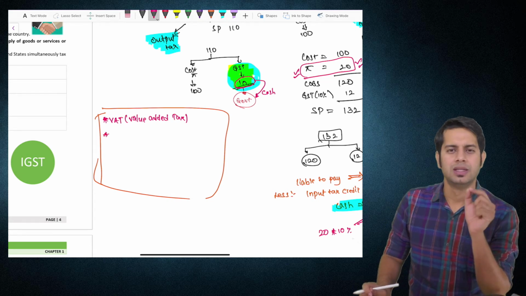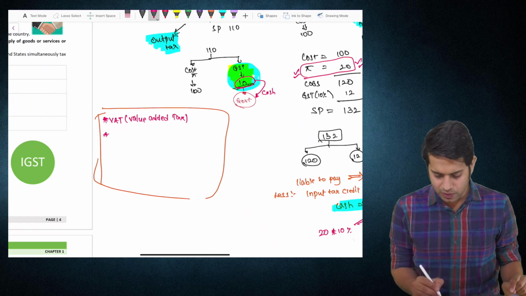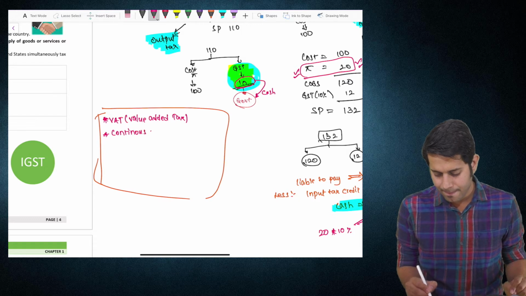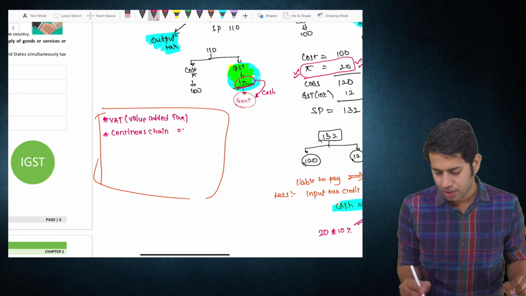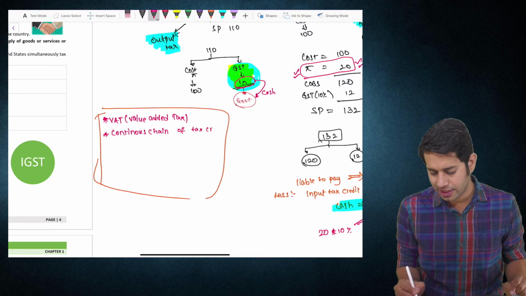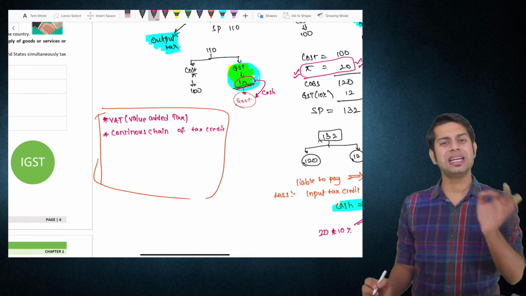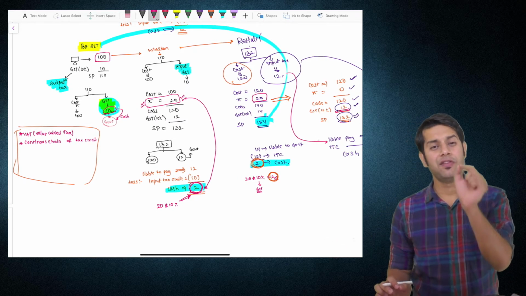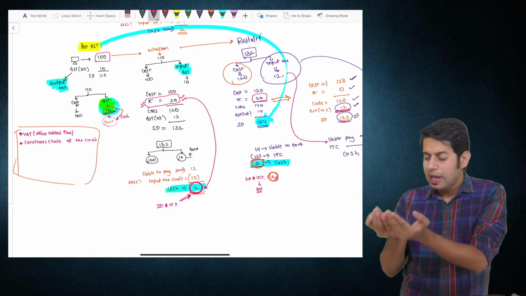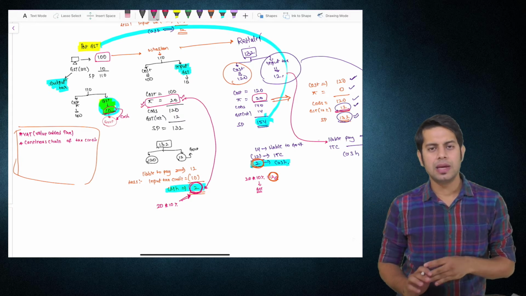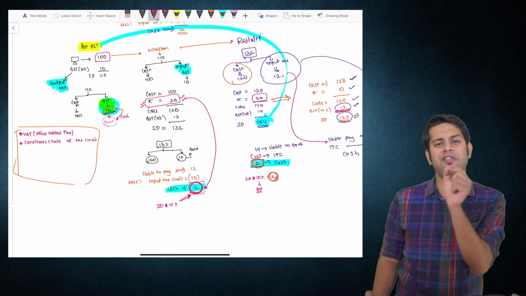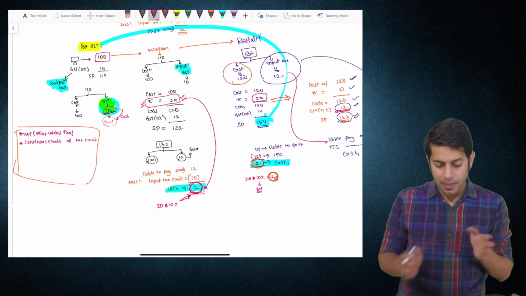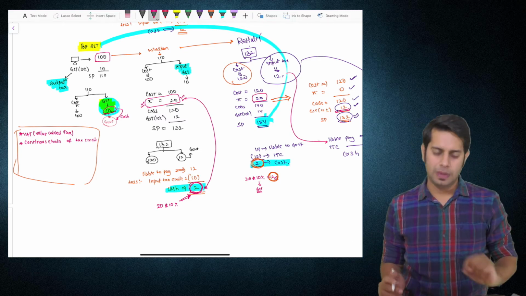Next. Second thing, if you see, under GST there is a continuous chain of credit. There is a continuous chain of tax credit, meaning each and every person in the supply chain will get the benefit of the taxes which is paid by him to the previous person.